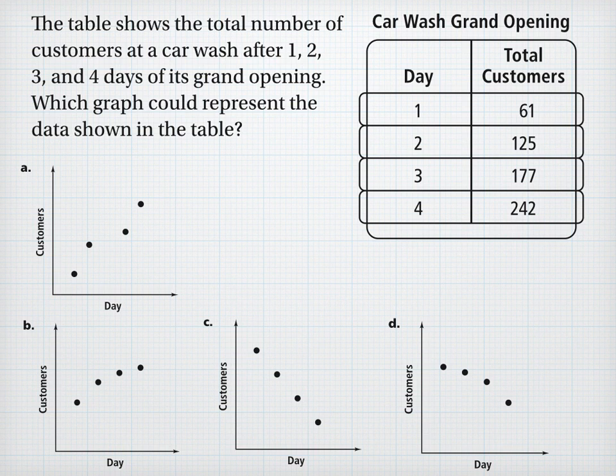C and D are showing a decrease in customers over time. So C and D are eliminated as possible choices. A and B are both showing an increase in customers, but which one is showing the table represented better would be A, because it shows the relationship where from the first day to the second day it increases sharply. From the second day to the third day it still increases, but not as dramatically. And then from the third day to the fourth day, again, it has a dramatic increase.